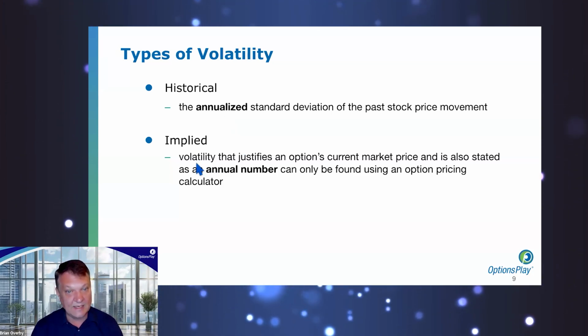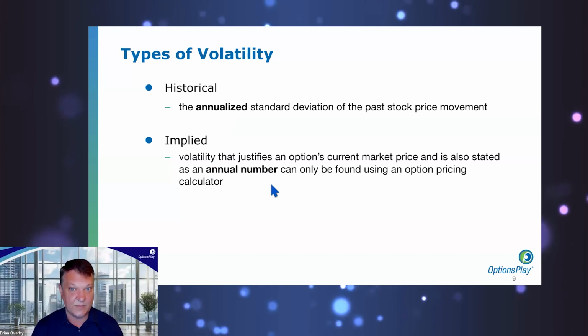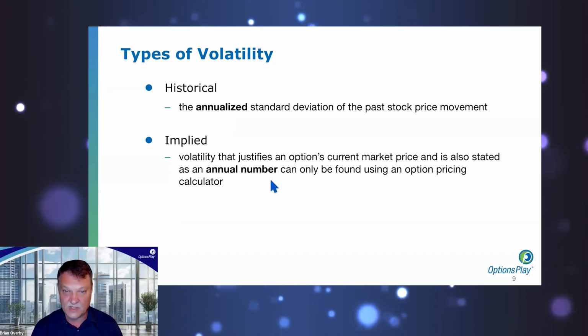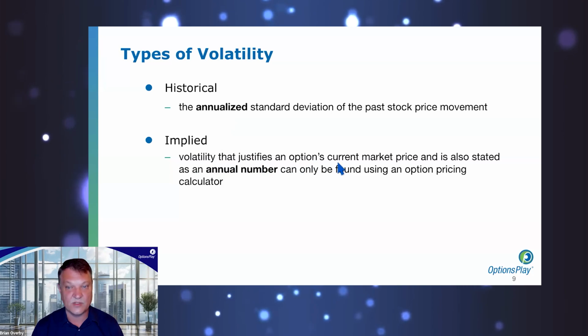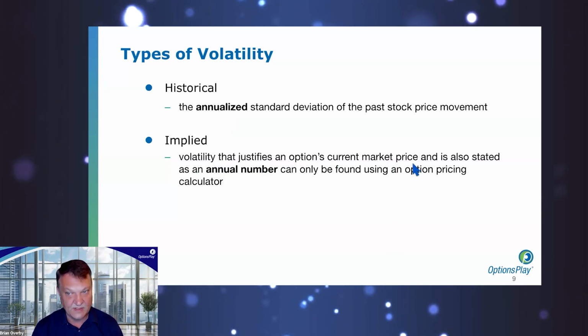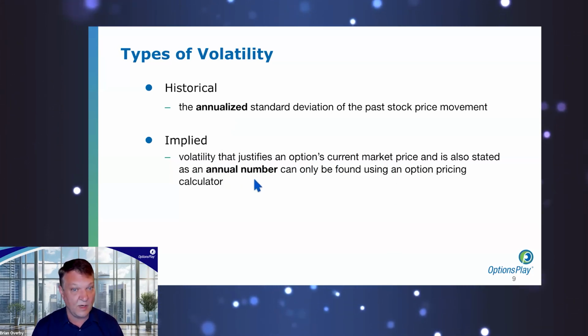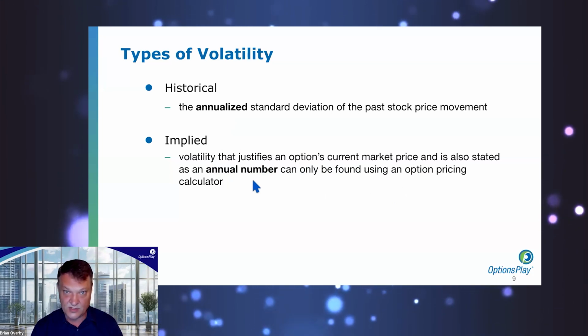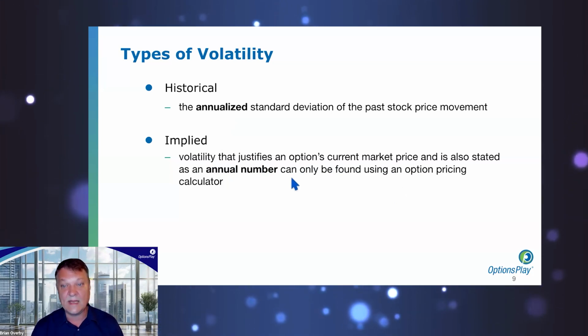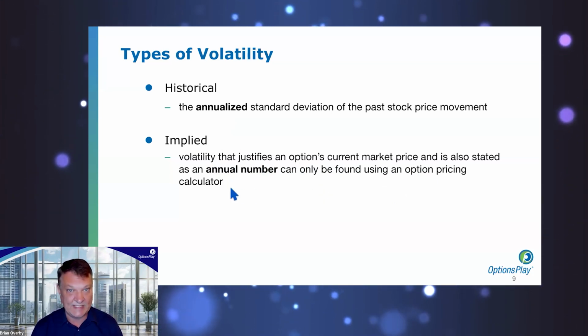Implied volatility is the volatility that justifies an option's current market price, and it is also stated as an annual number. So once again, if it doesn't say 30-day implied, it's assumed to be an annual number, and it can be found using an option pricing calculator.